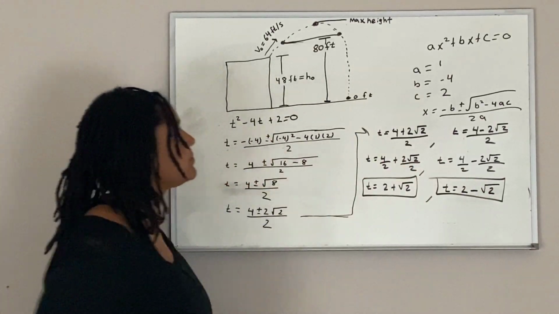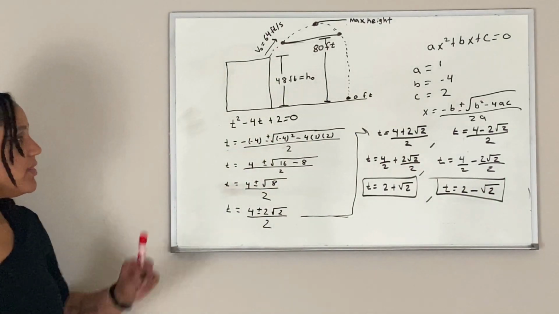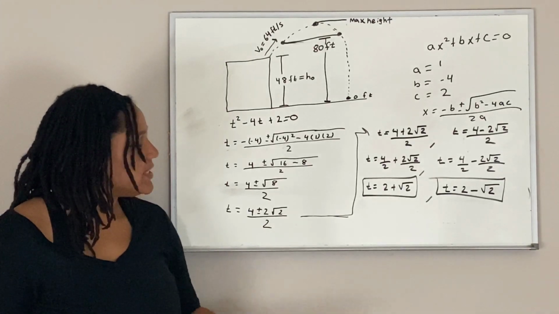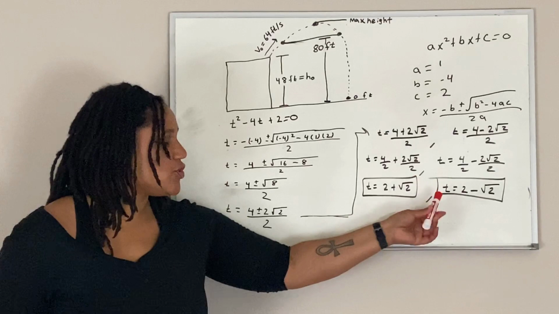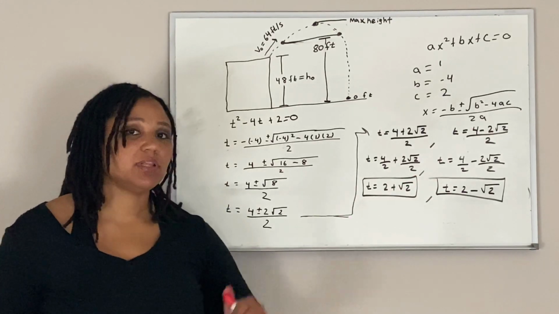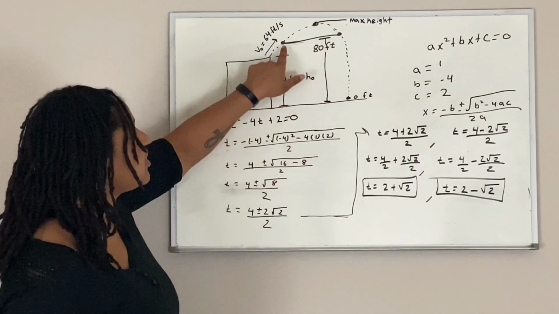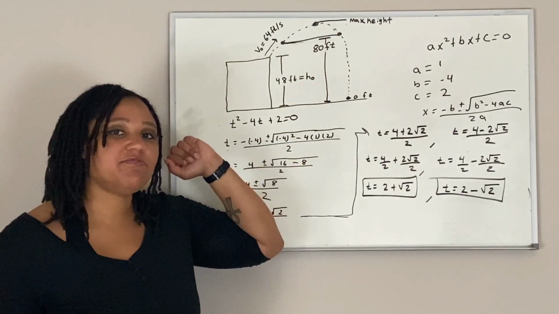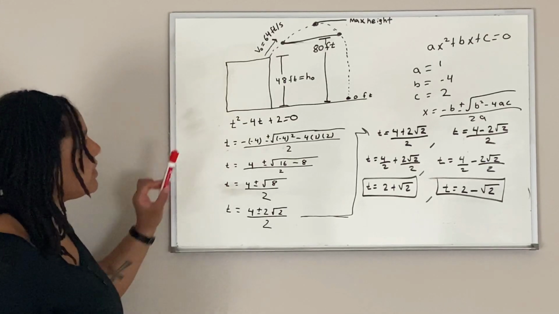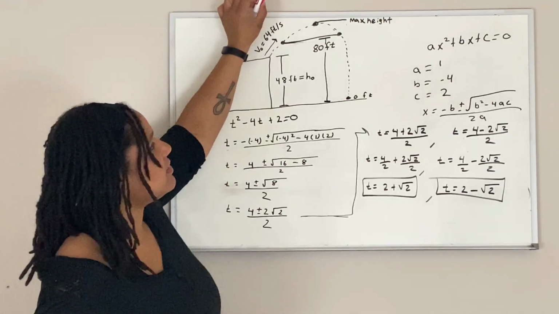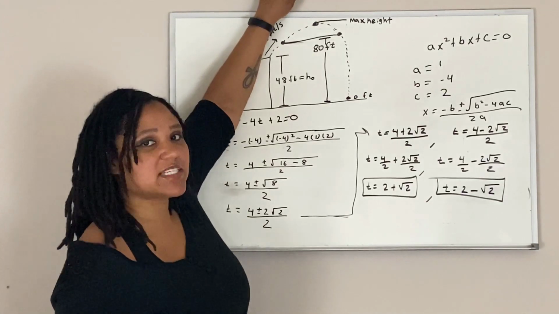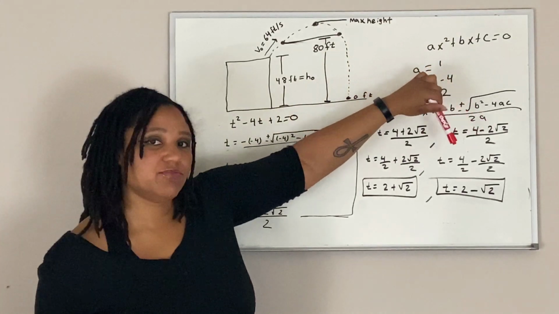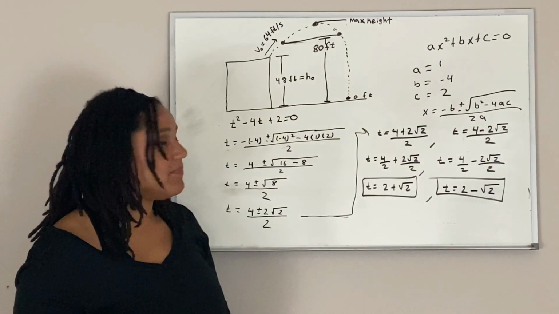So when the ball reaches a height of 80 feet, it happens at time equals 2 minus root 2 and 2 plus root 2. And that makes sense because you have two locations here on the graph where it reaches a height of 80 feet. If I throw the ball, it has to cross 80 feet before it reaches its maximum height, and it has to cross 80 feet after it reaches its maximum height.